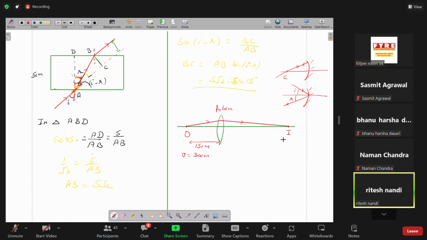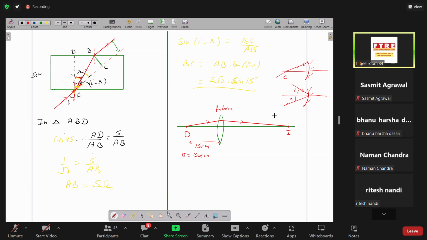If it is not given, then we'll consider the second case. In that, the rays are coming from the center of curvature of the mirror. So this point I should behave as the center of curvature for the mirror. So where should the mirror be placed? Since the focal length of the mirror is given to be 12, the center of curvature will be at a distance of 24.